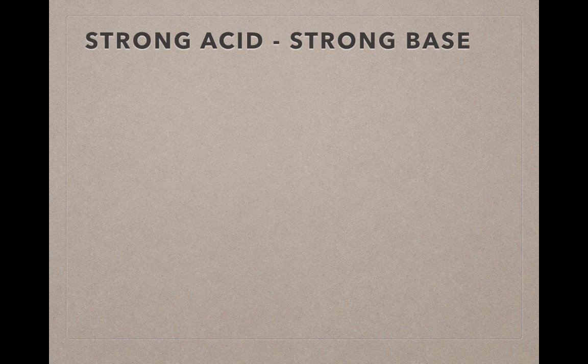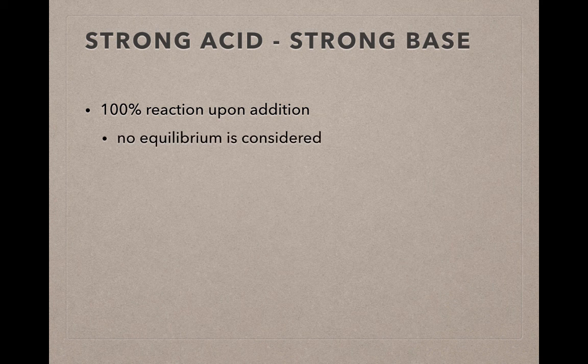Let's first look at the titration of a strong acid and strong base. This is the simplest type of titration to deal with because the reaction goes 100% upon addition. So once that reaction is done, there's no equilibrium to be considered, because we know that when we react a strong acid and a strong base, we get a salt and water. The salt is made up of the conjugates of the strong acid and the strong base, and they have no acid-base properties, so we don't have to worry about equilibrium shifting from the products back to the reactants. That makes this type of problem much easier to deal with.